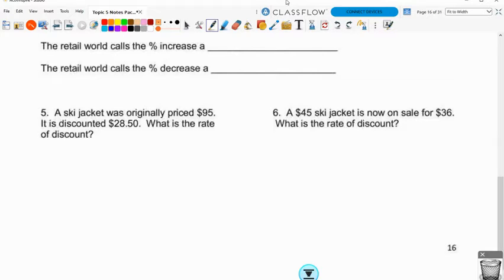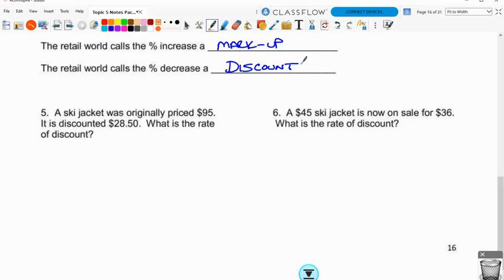All right, let's talk about the retail world. So when you go shopping, the retail world calls a percent increase a markup. Okay, when the price goes up, they call that a markup. The retail world calls a percent decrease a discount. So when things are on sale, they discount the price.